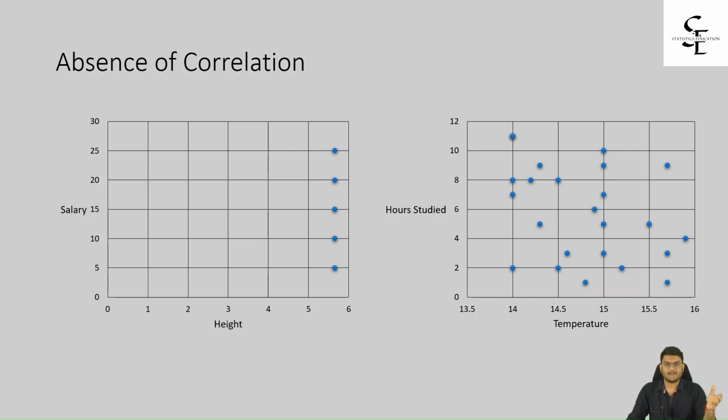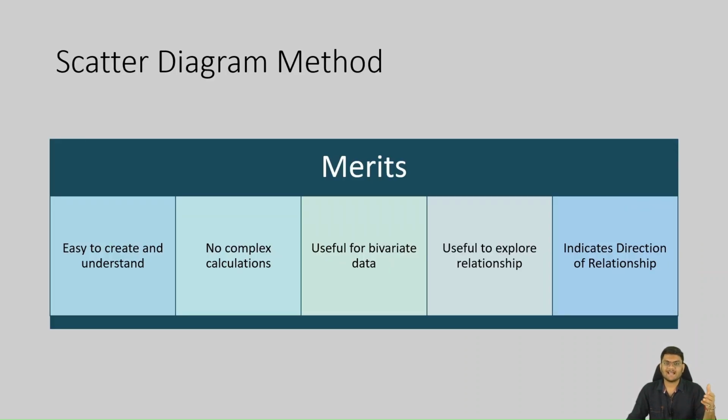Now let's move on to the final section of the video, that is merits and demerits of the scatter diagram. The scatter diagrams are straightforward and easy to draw, making it ideal to represent the data and relationships. One can easily understand the trend by observing the slope of the diagram. The next point is no complex calculation. Unlike any other statistical method, scatter diagram method does not have any formula or complex calculation, making it a simple method.